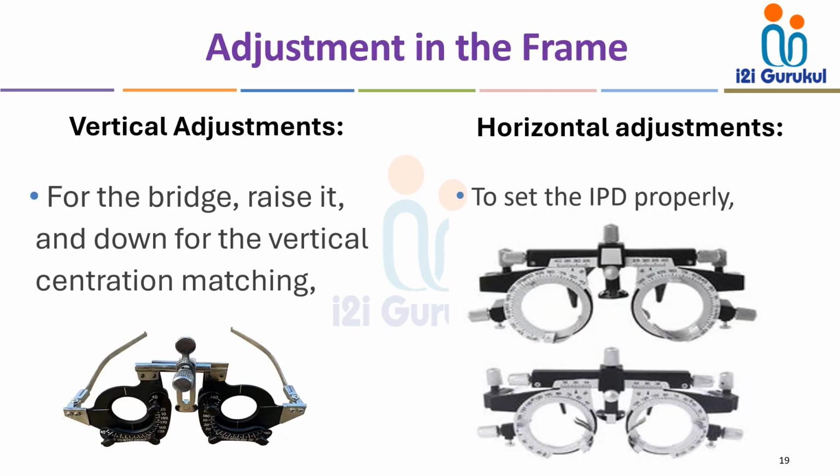Friends, as I mentioned in the earlier slide, these trial frames have adjustments vertical as well as horizontal. For the bridge, to raise it up and down, we have vertical alignment adjustment knobs on the trial frame. Similarly, we can adjust the interpupillary distance as per the patient's need. We can align the optical axis and the trial frame axis, and we can manage the interpupillary distance by adjusting the IPD.